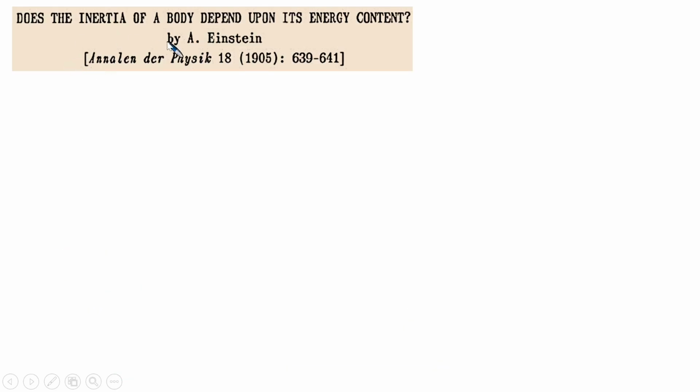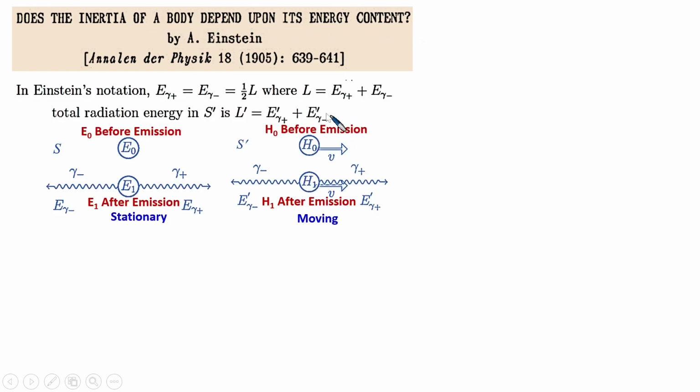Now this is the famous paper by Einstein, which was published in 1905. Does the inertia of a body depend upon its energy content? This was the title of the paper. So here the main idea is that you have a particle, and this particle can emit 2 photons.